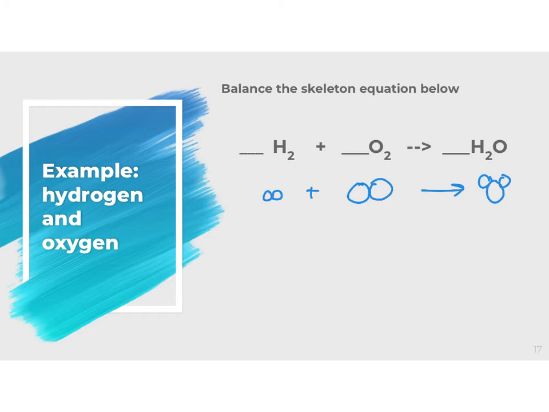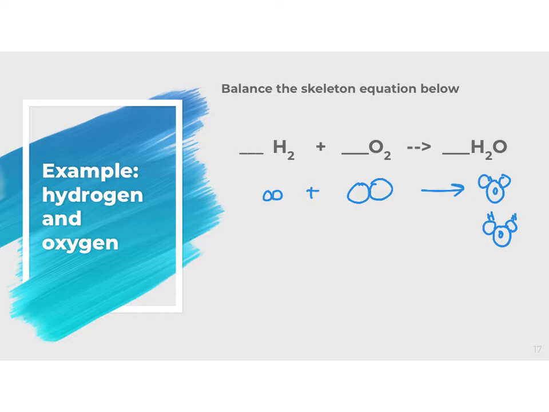If I have two oxygens on the reactant side and I need two on the products, the only thing I can really do is add another water molecule to give me another oxygen. Remember that these are the oxygens and these are the hydrogens. All right, so instead of one molecule of water, I now have two molecules of water.